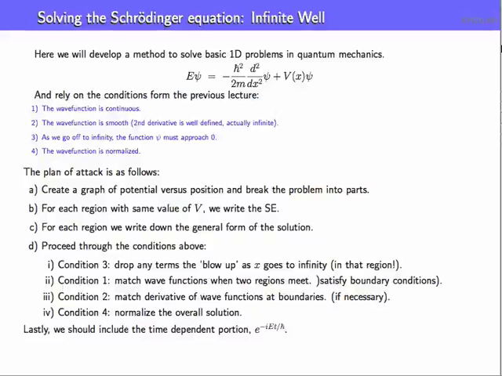It's continuous, its derivative is continuous. It has to die off as we go to infinity, and it's normalized. Now, the plan of attack is as follows. So here's what we're going to find.